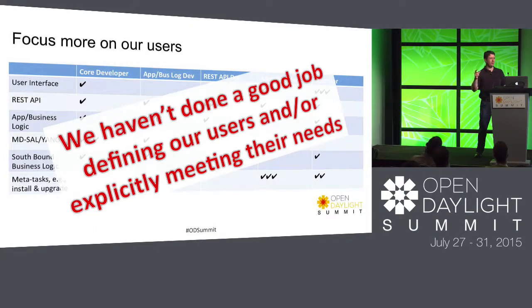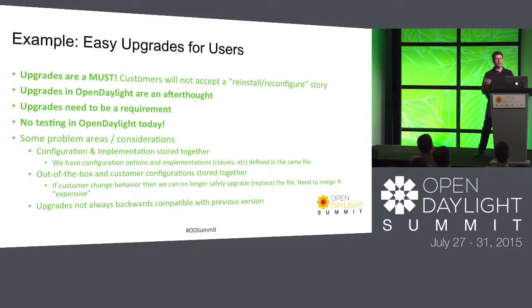This is something which we need to improve across the board. And I think this has come up. The user advisory group is finally getting spun up in a way that matters, and that's giving us high-level feedback. But even at a low level, we haven't done a fantastic job of this. And a really good example would be easy upgrades for users.